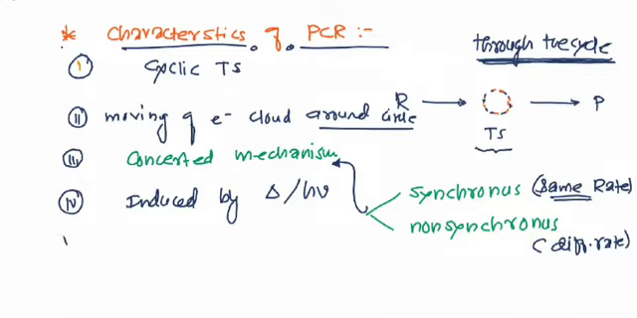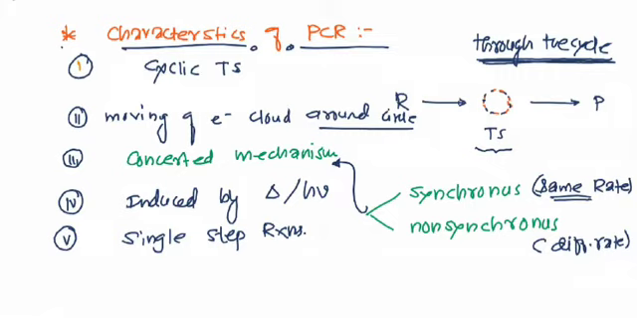One more important feature of pericyclic reactions is that they are not multi-step reactions. In organic chemistry there are various multi-step reactions, but concerted means the reactant directly converts into the product without any other step. That's why it is a single-step reaction. So pericyclic reactions are called single-step reactions. In a single step, the reactant converts into the product. Got it?